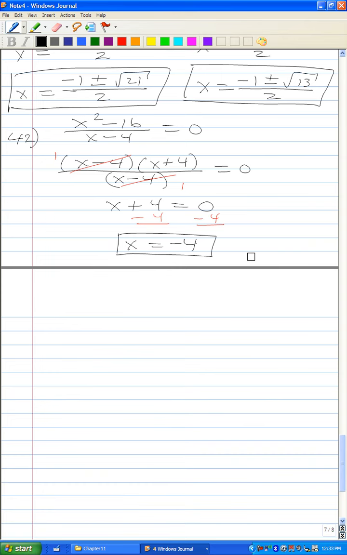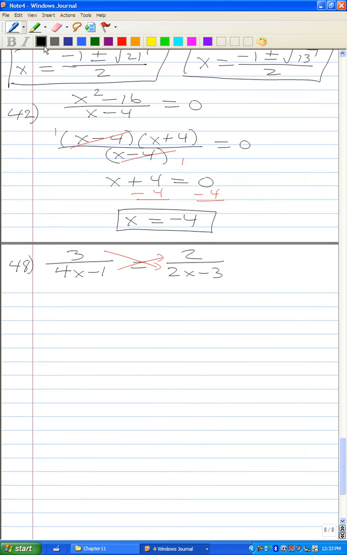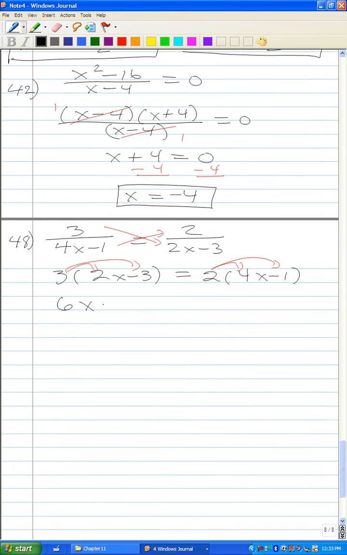Let me do problem number 48. 3 over 4x minus 1 equals 2 over 2x minus 3. Let me cross multiply. So I get 3 times 2x minus 3 equals 2 times 4x minus 1. Let me multiply the 3 inside the parentheses, 2 inside the parentheses. And so I get 6x minus 9 equals 8x minus 2.